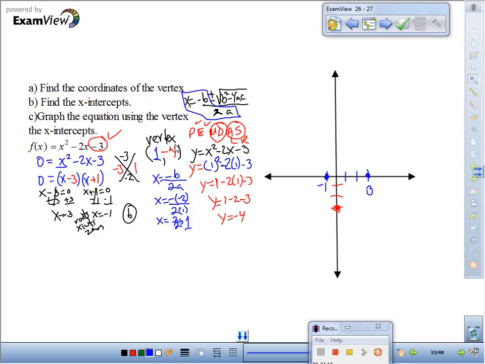What's missing? That's right, the vertex. So I'm going to graph the vertex. The vertex says 1 of x, negative 4 of y. 1 of x, negative 3, negative 4 of y, which is right there. That's my vertex. So with that said, let's graph this. And then it goes back up. And remember, the vertex is either the minimum or maximum. This is the minimum because that's the lowest point. And we're done. Pretty cool, huh? All right, go to number 27, last one.